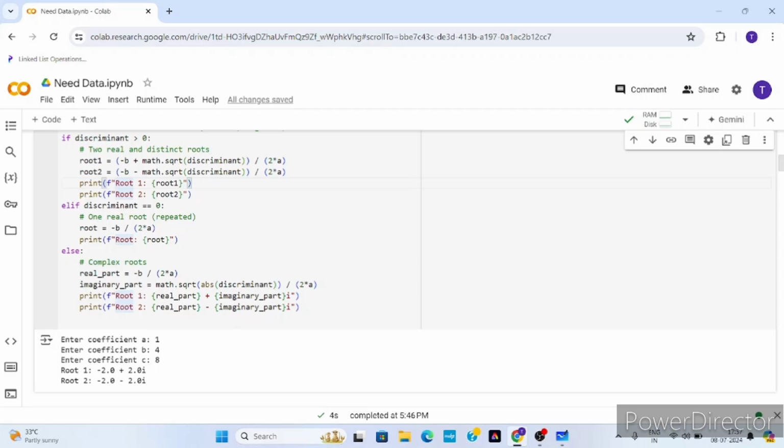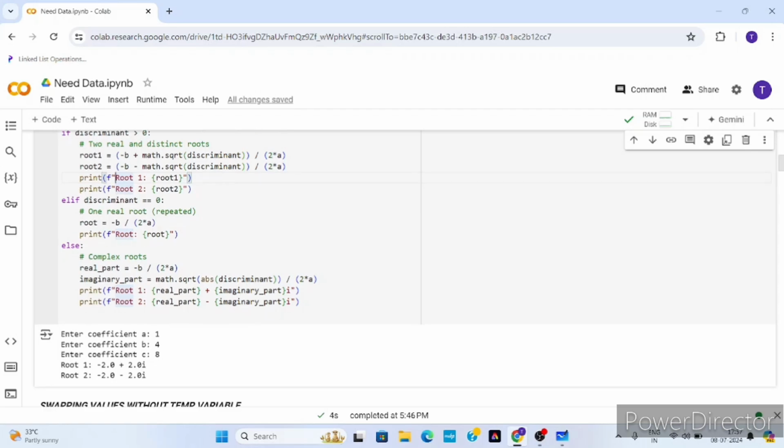Okay. Now we want to calculate the real part. So now we can calculate the real part. Minus B. Our B value is 4. So let's take minus 4 divided by 2A. 2 into what is the value of A? 1. So our value will be minus 4 divided by 2, which will be minus 2. So our real part will be minus 2.